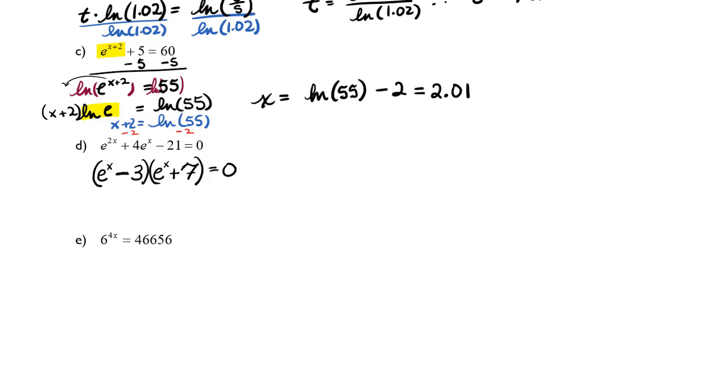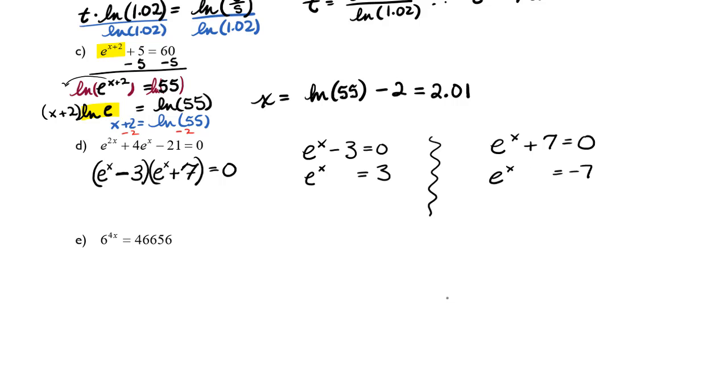Now I can set each one of my factors equal to 0 and solve for x. So I'll have 2 different factors. I'll have e to the x minus 3 equals 0, and e to the x plus 7 equals 0. So these are my 2 equations. Now if I isolate the term with the variable as the exponent, I'll have e to the x equals 3 and e to the x equals negative 7.